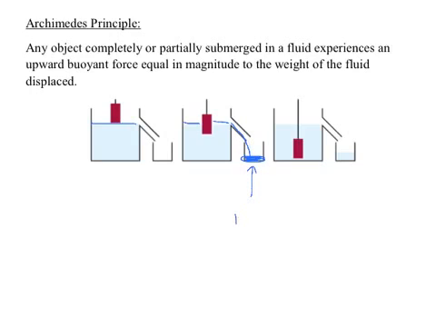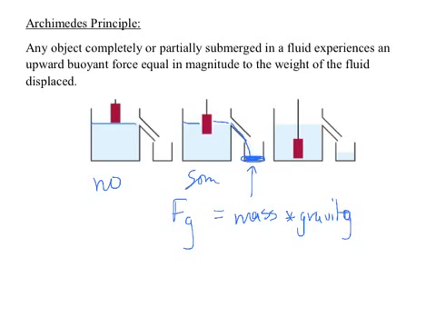The mass of this water times gravity gives us the weight of the water. Well, the weight of that water, Fg I should really write to be consistent, W is work. The weight of that water is equal to the buoyant force pushing back up. So as it gets submerged more and more, until it's fully submerged, the buoyant force keeps increasing. So there's no buoyant force here, there's some buoyant force here, and there's a maximum amount of buoyant force here.